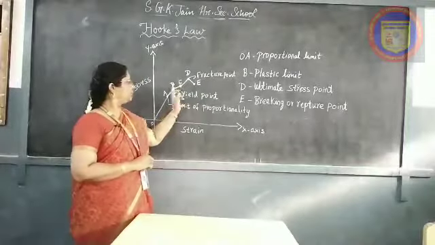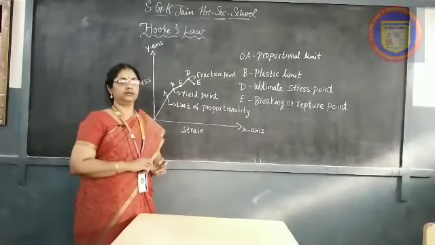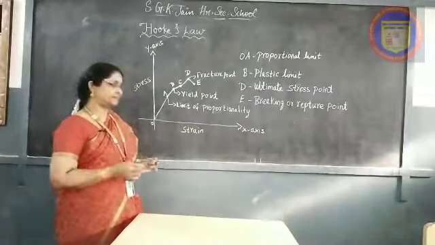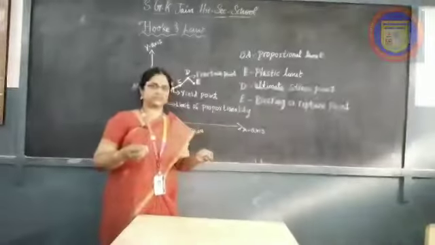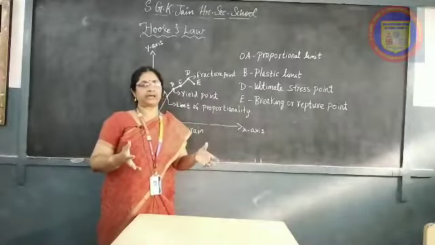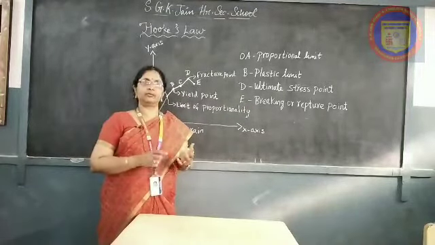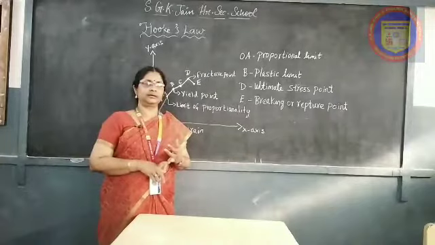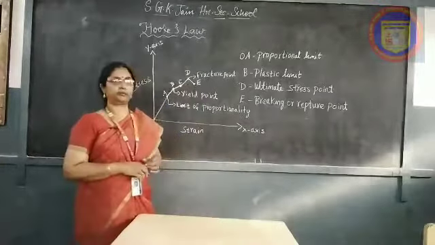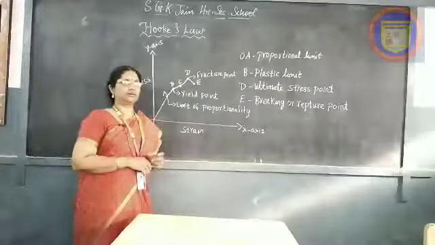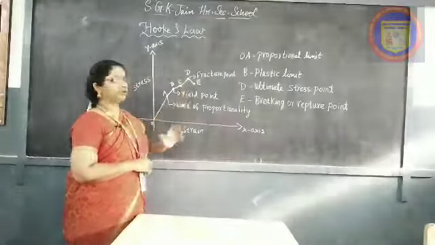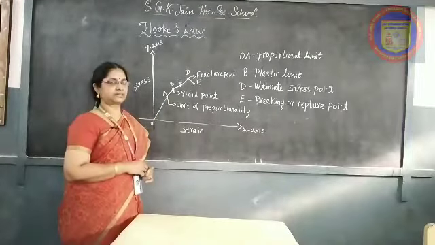Now we will move on to the point C. The same rubber band, when I expand it and leave my hand, takes a new position. They won't obey Hooke's law. Hooke's law is invalid at the point C. So it went beyond your elastic limit value.